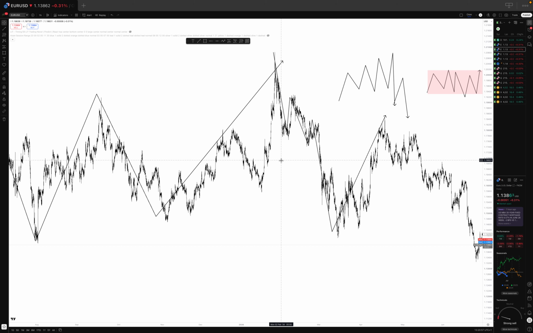If you don't understand market structure, every other trading concept becomes harder to understand. Before learning entries, before you learn your liquidity or risk management, you need to learn how to read price. So in my next videos, I will explain to you exactly how to identify trend using market structure.